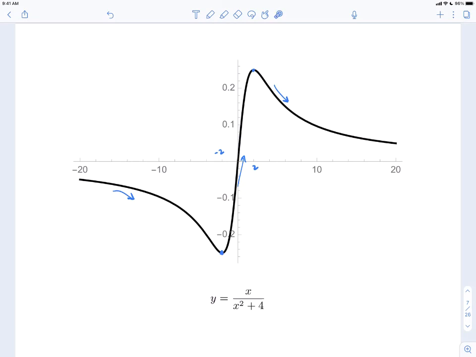You can also see that the function far to the left is concave down, and then it turns into concave up, then it switches to concave down, and then concave up again. All of these features we knew that it would have because of the first and second derivative. Also, it has a horizontal asymptote at y equals 0, the x-axis.